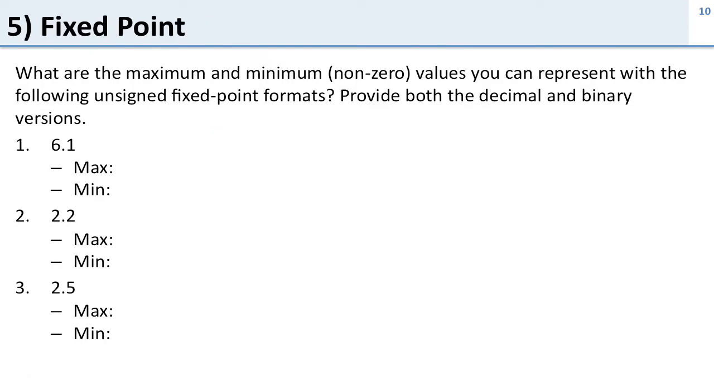Now let's take a look at fixed point values. So here we have a bunch of different fixed point formats, 6.1, 2.2, and 2.5, and let's figure out what the maximum and minimum numbers we can represent with these formats are. So for 6.1, the maximum value is 11111.1, and this is 31.5. So this is 16 plus 8 plus 4 plus 2 plus 1 plus a half, which is 31.5.